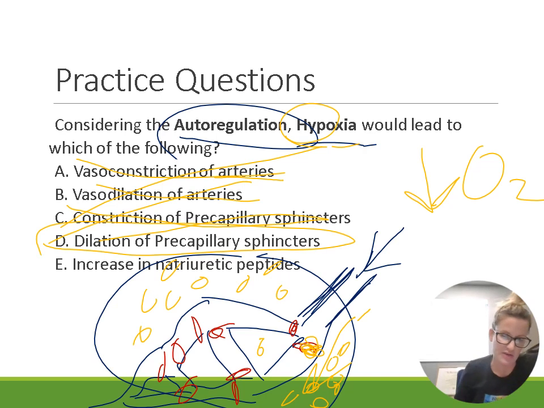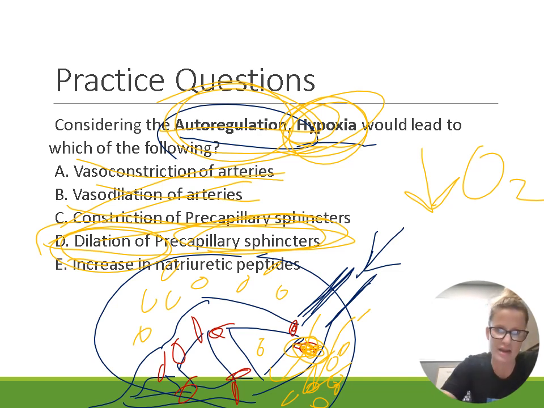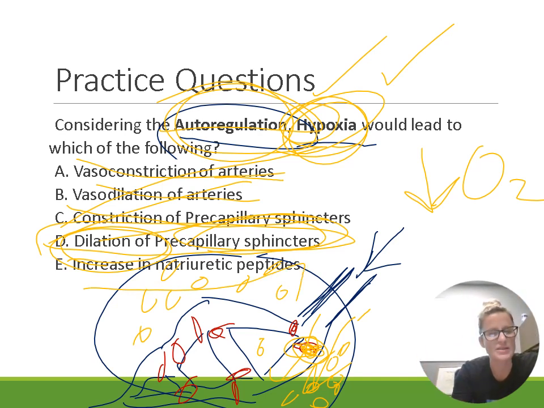Dilation of precapillary sphincters makes sense. If the precapillary sphincter dilates, gets bigger, it's going to allow more blood to flow through that part of the capillary bed. More blood means more oxygen, which fixes my issue of hypoxia. So autoregulation, again, has to do with precapillary sphincters. Dilating the precapillary sphincter fixes my problem of hypoxia, right? I've got both of my bolded terms taken care of. An increase in natriuretic peptides, again, the natriuretic peptides have to do with hormonal regulation.